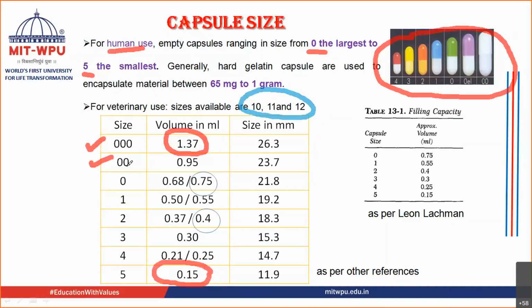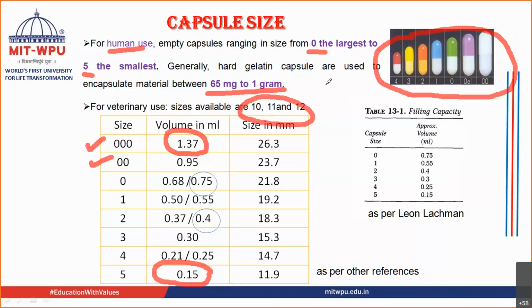000 and 0000 are also sometimes used. The amount of material that can be filled into these is near about 65 milligram to 1 gram. So over here you can fill 65 milligram, whereas over here you can fill near about 1.37 gram. But it all depends upon the density of the mixture that you have prepared. So what is the density of that mixture? It depends upon that how much material is going to go in a particular capsule shell. This we are going to see in detail in my next slide.